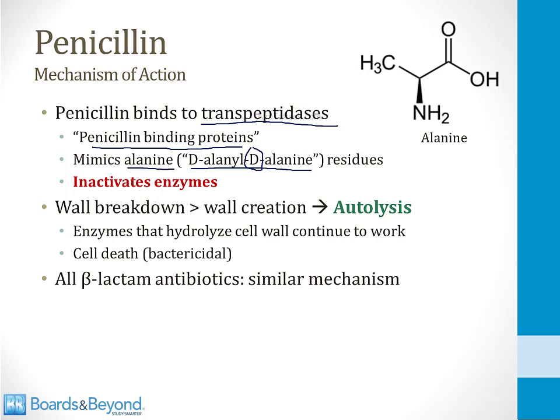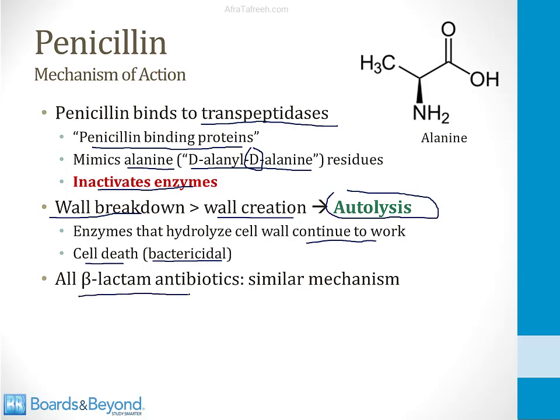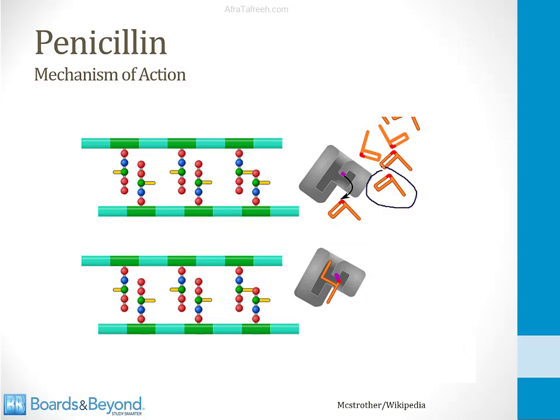Once penicillin binds to the transpeptidase, it inactivates the enzyme. This means that the rate of breakdown of the cell wall will become greater than wall creation, and this leads to autolysis of the bacterial cell. The enzymes that hydrolyze the cell wall continue to work, and therefore the bacteria basically kills itself. This leads to cell death, and therefore penicillin antibiotics are bactericidal. And if you understand this mechanism, you understand the mechanism of all beta-lactam antibiotics because they all work the same way. Here's a picture just to make this very clear. These are penicillin molecules. They bind to the transpeptidase, and once they are bound, the transpeptidase cannot link more alanine molecules together and cannot cross-link the cell wall.